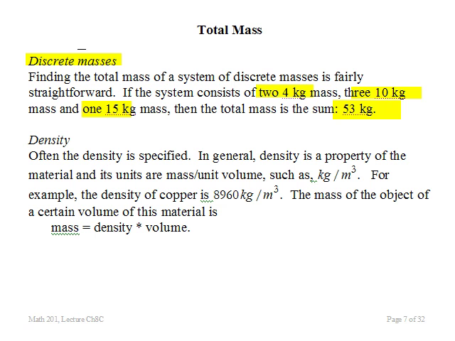Most problems, though, especially the ones that require calculus, are specified in terms of density. So in general, density, being a material property, has units of mass per unit volume. And we're going to use kilograms per meter cubed here, not worry about the British units at all. For example, the density of copper is, say, 8,960 kilograms per cubic meter. You want to find the mass of an object made of this copper. The total mass is the density, this 8960, times the volume of the material.